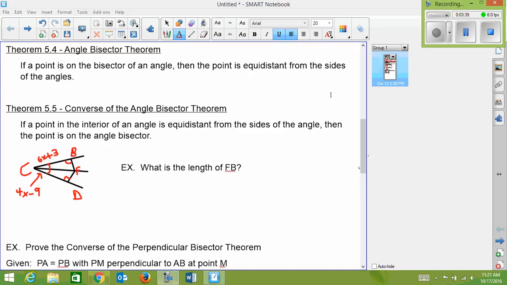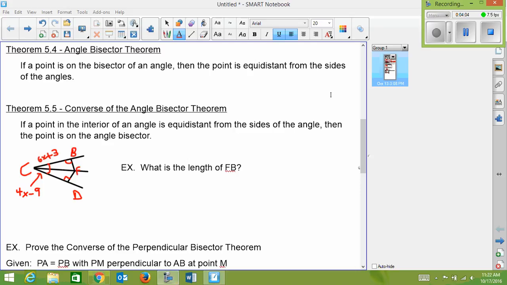Theorem 5.5, the converse of the angle bisector theorem. So again, converse means opposite, basically, of what you just said. So if a point in the interior of an angle, the inside, is equidistant, so the same distance from the sides of the angle, then you know that that point is on the angle bisector. It would have to be an even amount from both sides, an equal amount.